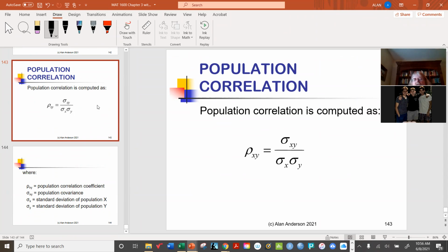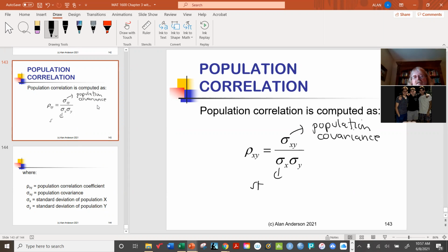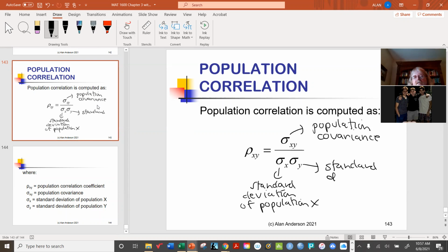Let's see what's going on here. So you recognize all of these. This is the population covariance. This is the standard deviation of population X. And this is the standard deviation of population Y.